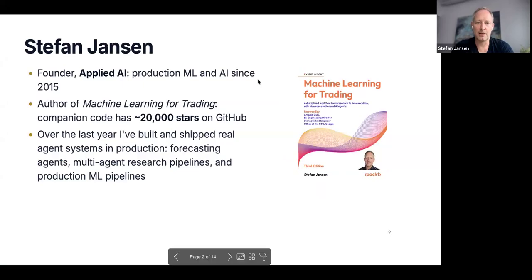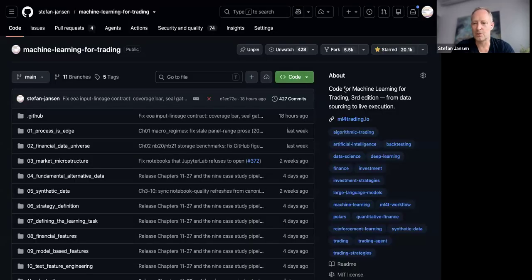There's also a comprehensive repository with some 450 notebooks that comes with this. That's freely available under my personal GitHub that has over 20,000 stars, so it has become quite popular.